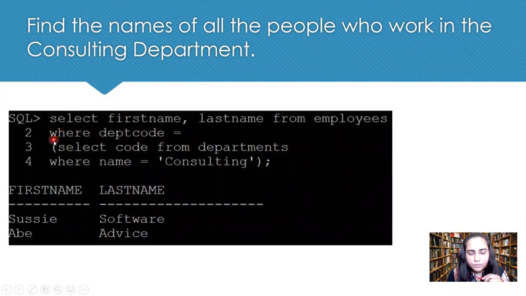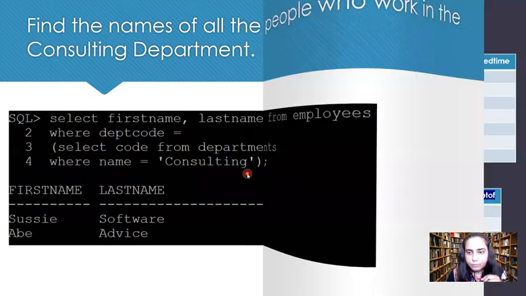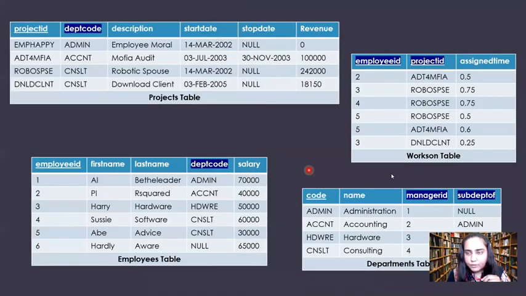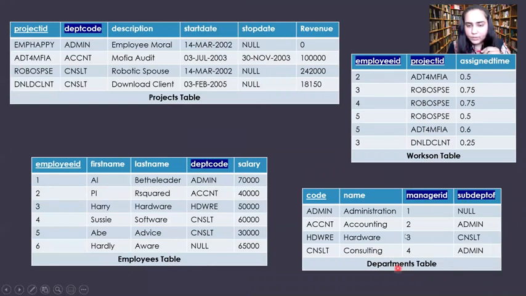You will write down, first of all, two queries. So you can see that there are two select operations. Let's see this from inside. The first operation, which is inside the brackets, says select code from departments where name equal to consulting. Let's see what could be the result of this. This is the departments table, and when I say select code from departments where the name is consulting, the result would be CNSLT, because CNSLT is the code of the consulting department, and that is what I would get as a result of my previous query.